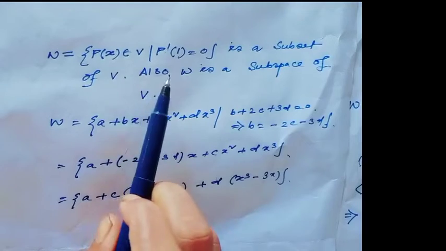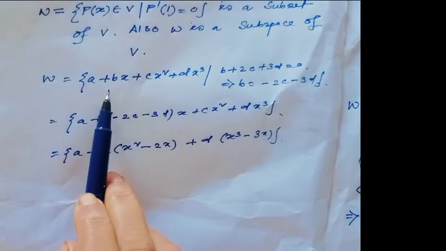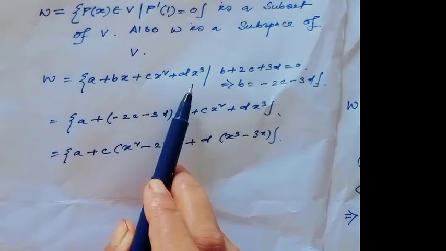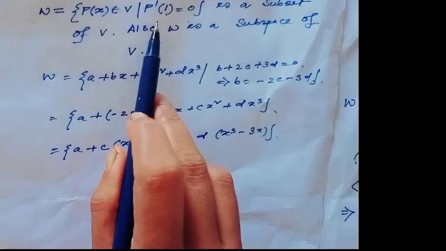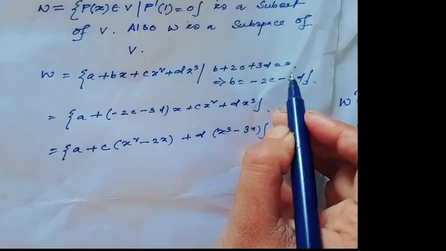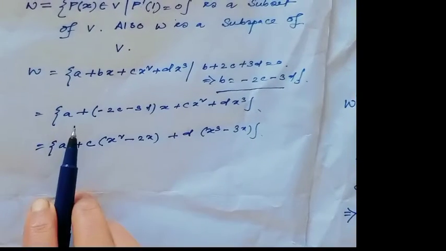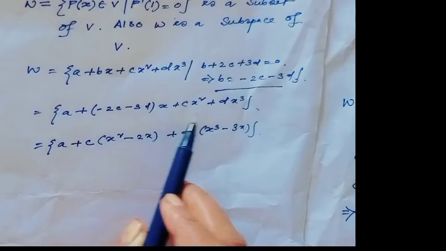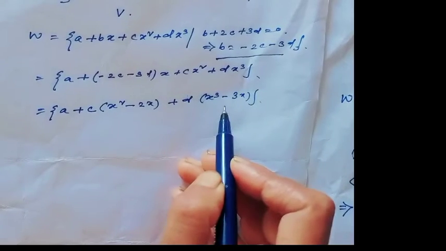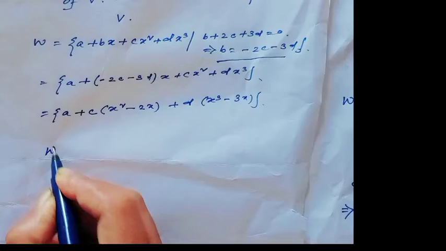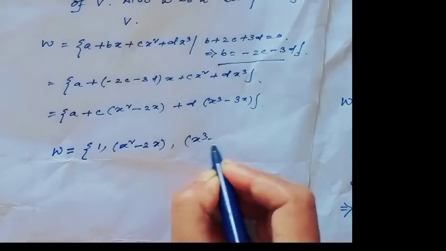Similar to U, here the subset W is p(x) belongs to the vector space such that p prime 1 equals 0. Obviously, that means, similar to before, this is a plus bx plus cx square plus dx cube. And since p prime 1 equals 0, after differentiating and putting the value 1, this would be b plus 2c plus 3d equal to 0, that implies b equals minus 2c minus 3d. So put the value of b here, then this would be a plus (minus 2c minus 3d)x plus cx square plus dx cube, which is equal to a plus c(x square minus 2x) plus d(x cube minus 3x). That means the subset W is spanned by 1, x square minus 2x, x cube minus 3x.